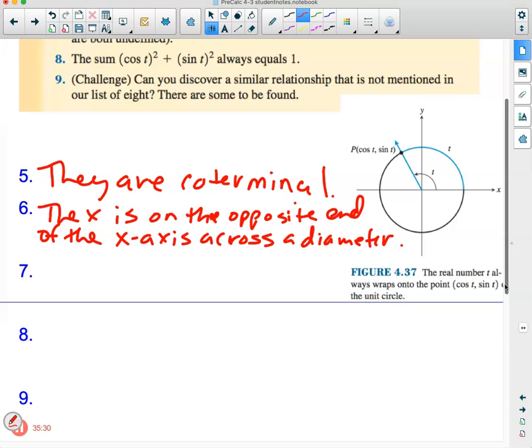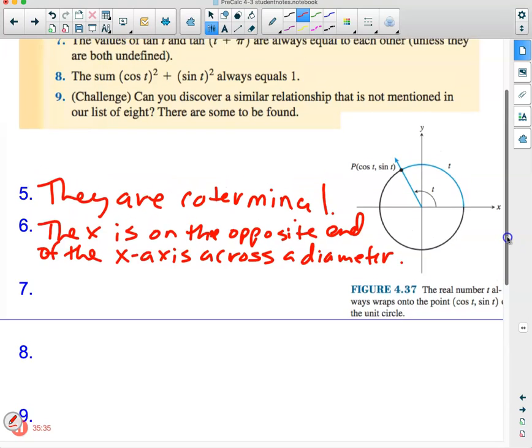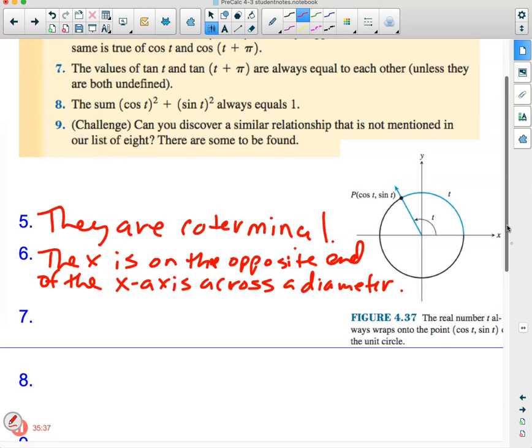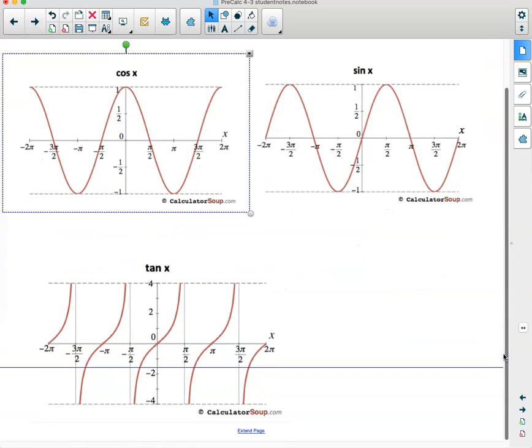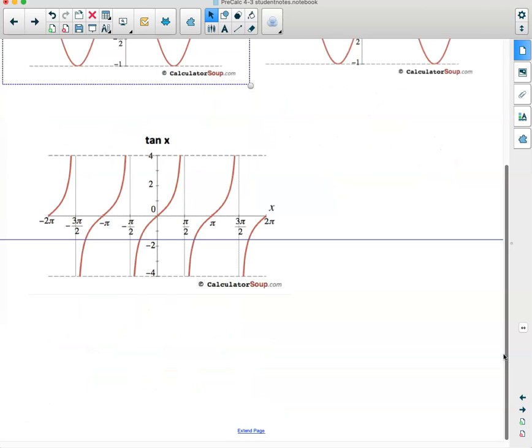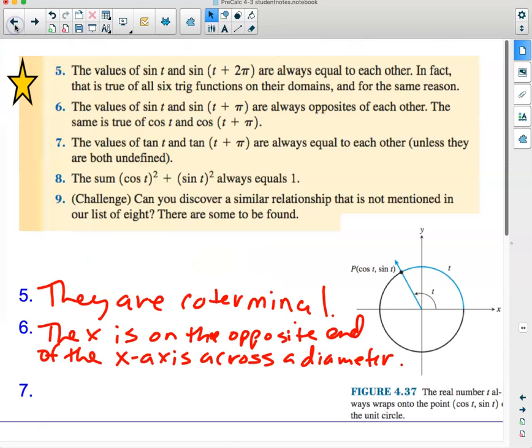All right. So the next one says the values of tangent t and tangent t plus pi are always equal to each other, unless they're both undefined. Tangent is unique. So here's tangent, down here. And notice how it just repeats again and again. So that one's a little bit different.